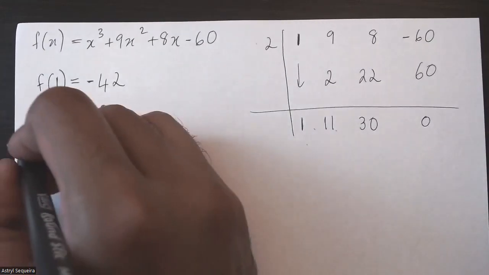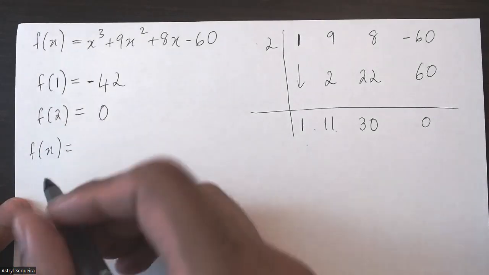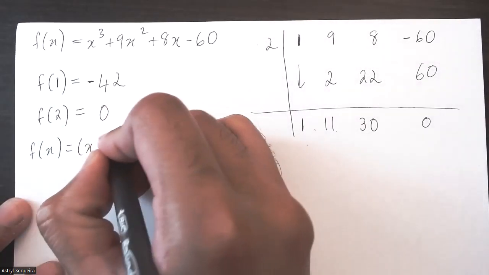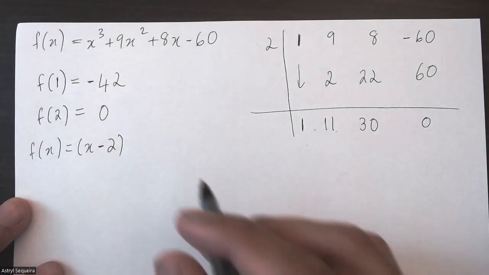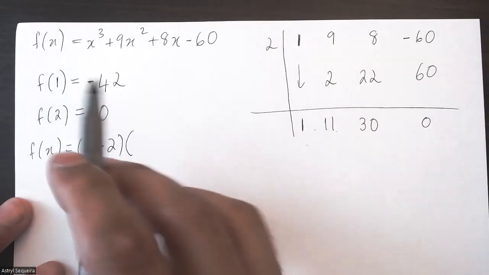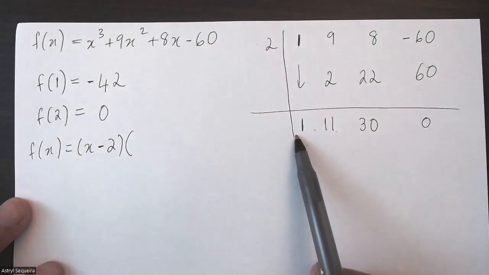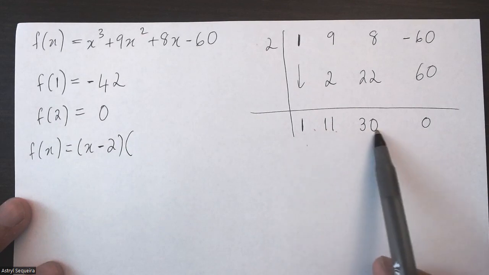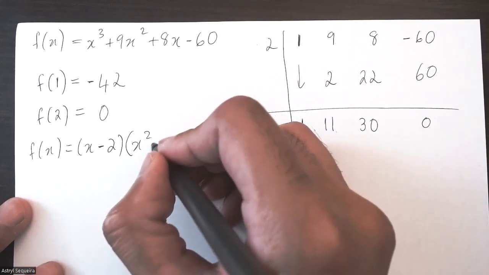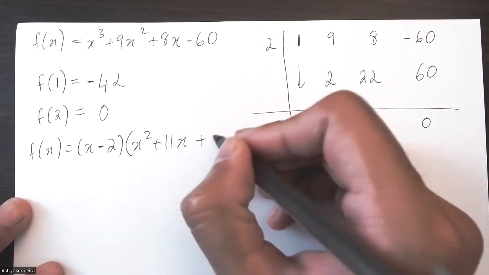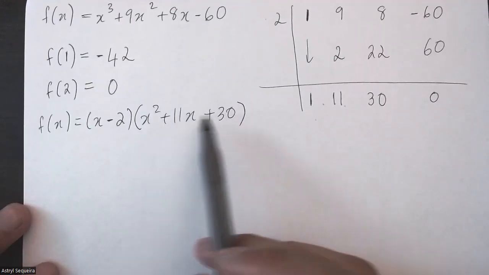So now I can rewrite my equation. f of x equals, I'm going to first write my factor, which is x minus 2. So I know this solution of positive 2 gives me a remainder of 0. And then I'm going to be left with a quadratic equation now because cubic, once you factor, turns into quadratic. And here are my coefficients for my quadratic equation: x squared plus 11x plus 30. Then we simply have to factor this over here.